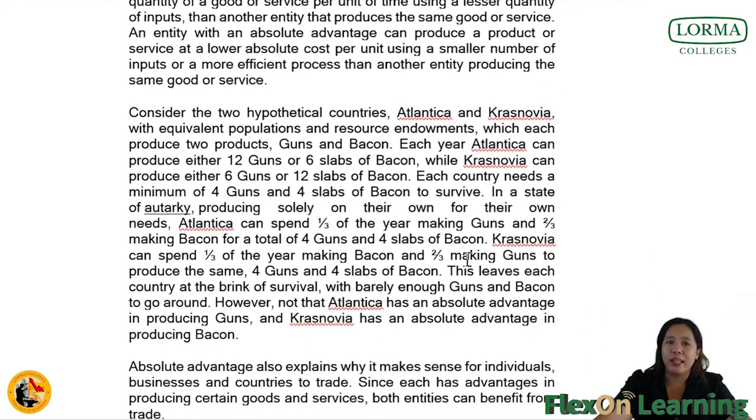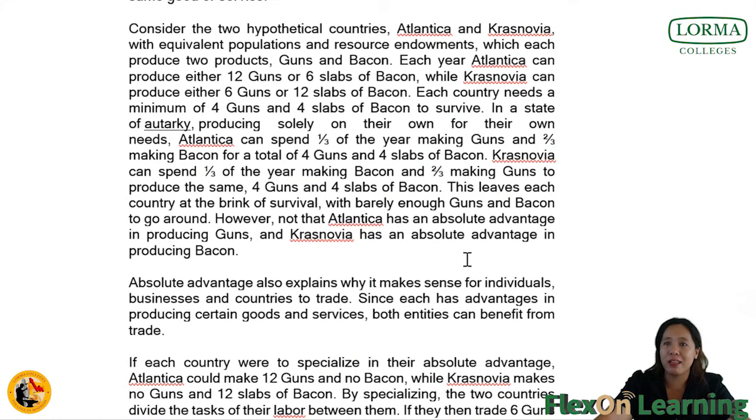Okay? So let us consider two hypothetical countries, Atlantica and Krasnovia, with equivalent populations and resource endowments. So these two countries are almost similar with each other when it comes to population and natural resources. They produce guns and bacon. Each year, Atlantica can produce 12 guns or 6 slabs of bacon, while Krasnovia can produce 6 guns or 12 slabs of bacon. Each country needs a minimum of 4 guns and 4 slabs of bacon to survive.